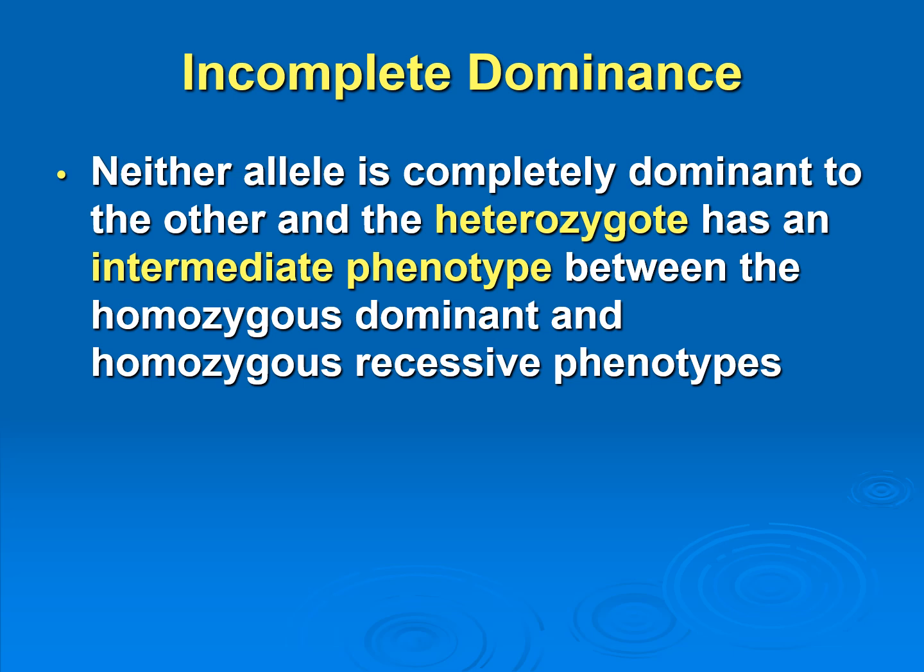All right, so with incomplete dominance, the heterozygote is going to have an intermediate phenotype between the homozygous dominant and homozygous recessive phenotypes. So it actually looks like blending is occurring, but that is not actually happening. Let's take a look at some examples here.